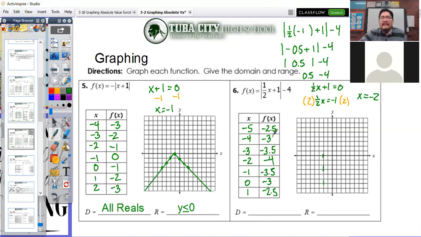We should also graph this to make sure that we have our numbers, so make sure it's symmetrical. Let's see, negative 5, negative 2.5. So that'd be right here, right between those two numbers. Negative 4, negative 3. And then the third one here is going to be negative 3, negative 3.5. The middle one is going to be negative 2, negative 4. Oh, and over here we have negative 1, negative 3.5.